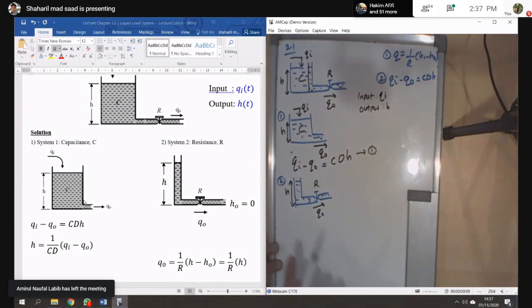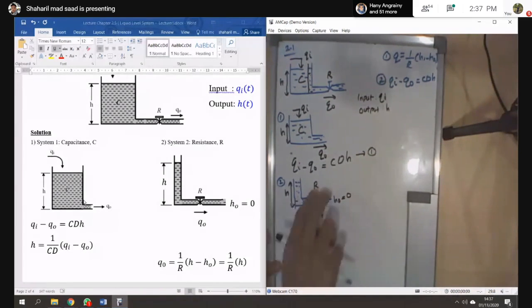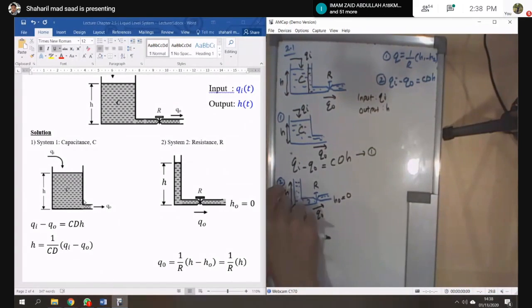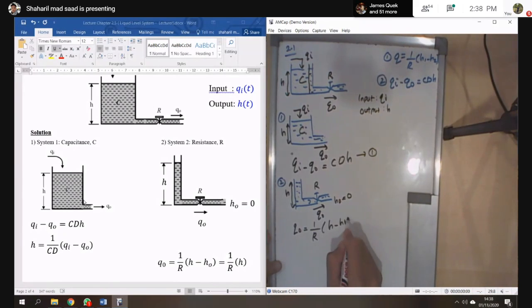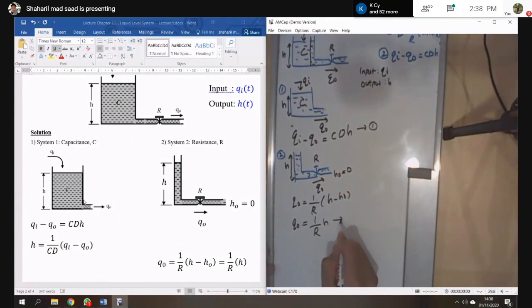H, and then of course you will have the H naught is equal to 0, because remember, in order to find the resistance, you need to have the H1 minus H2, right? So right now you have H minus H naught. H naught equal to 0, there is no height there. So that means the equation number 2 is Q naught is equal to 1 over R times H minus H naught. Because the H naught is 0, so Q naught is H over R. So this one is the second equation.